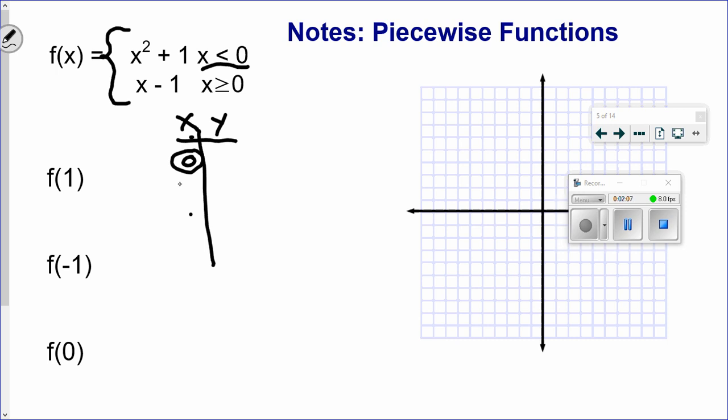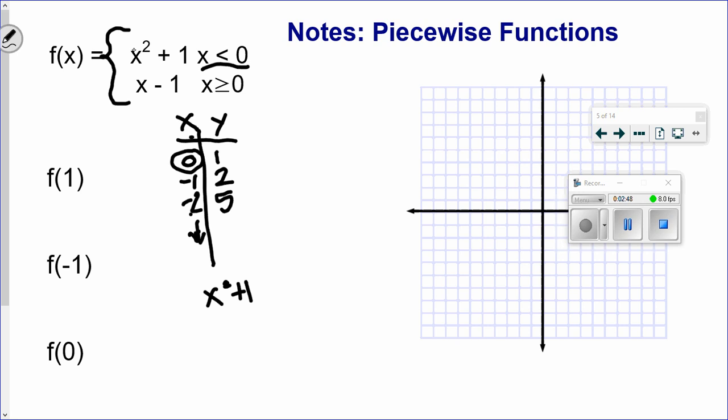Then I think, what are some other numbers that are less than 0? Maybe negative 1, negative 2, and everything's less than 0, so this can go on forever. Okay. So then, our function when x is less than 0 is x squared plus 1. If I plug in 0, 0 squared plus 1 is 1. Negative 1 squared is 1, plus 1 is 2. Negative 2 squared is 4, plus 1 is 5.